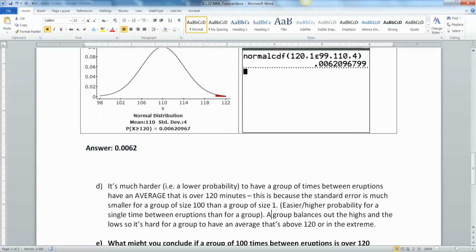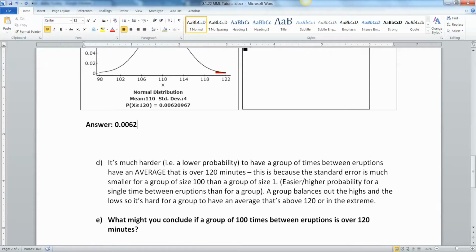And it's because a group balances out its highs and lows. So it's hard to have a lot of extremes, right? To have a group have an average that's that high, basically the whole group would have to be quite high. And if it's truly normally distributed, that's not going to happen. You're going to get some below 110 and some above 110. But to have a group of 100 have an average that's 120 means that they were all basically around that high, which would be unusual in the extreme, right?